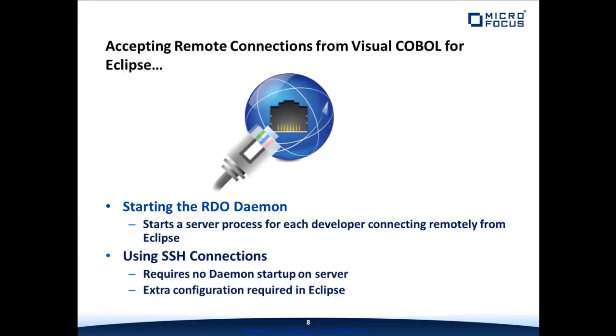This daemon process will accept connections from Eclipse and then start separate server processes for each connecting developer. The second option, new in Visual COBOL for Eclipse 2.2 Update 1, is the ability to connect via SSH. This option does not require a daemon to be running, but does require some additional configuration in the Visual COBOL for Eclipse product.